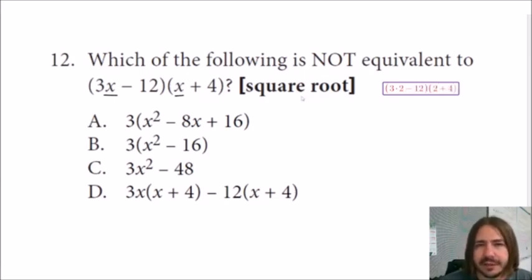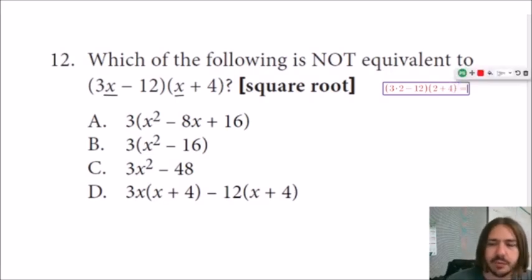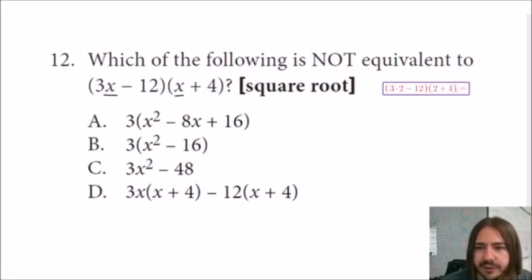So I just replaced x with 2. I can put that in my calculator. And what would I get here? 2 times 3 is 6. 6 minus 12 would be negative 6, times 6. So I get negative 36, right?